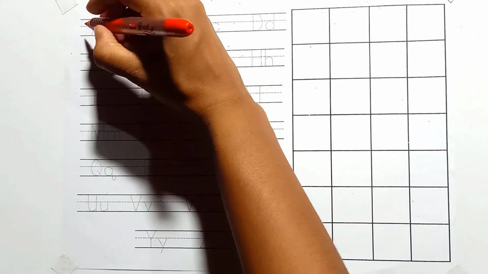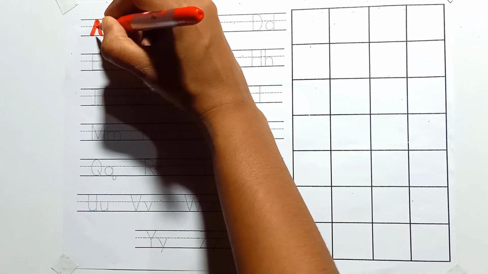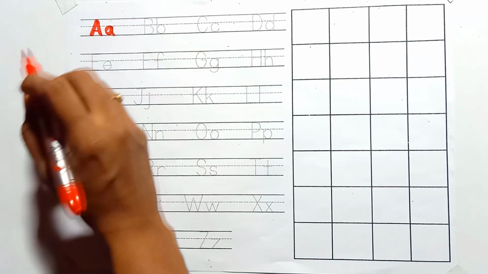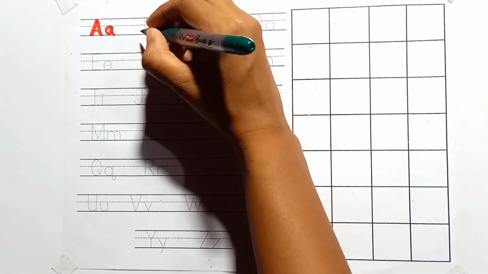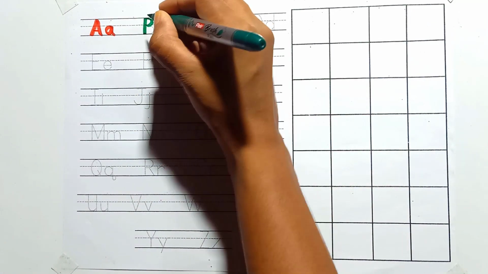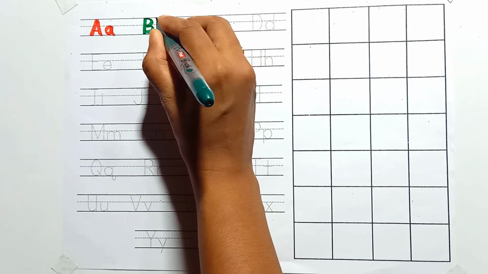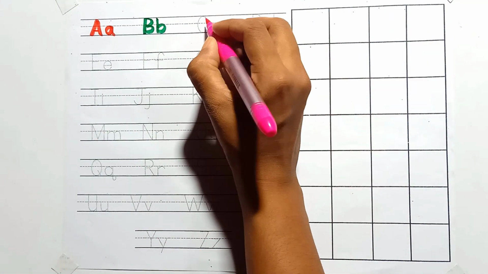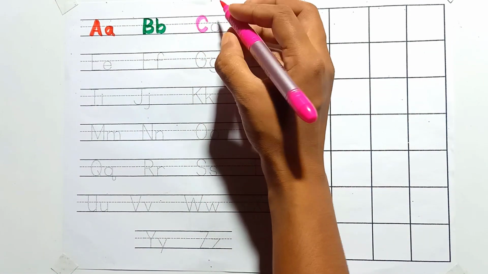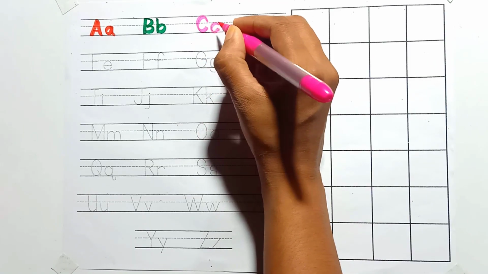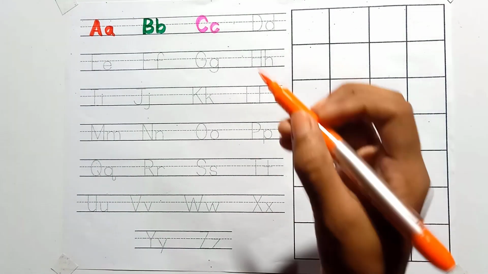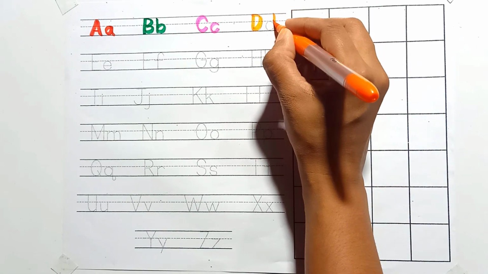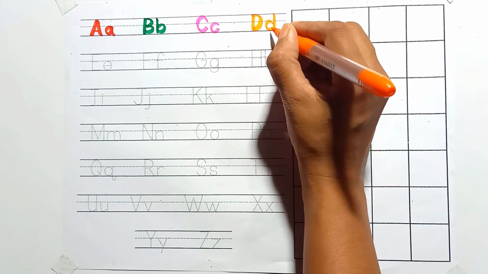Write with me uppercase letter A and lowercase letter A. Uppercase letter B, lowercase letter B. C, lowercase letter C. Uppercase letter D, lowercase letter D.